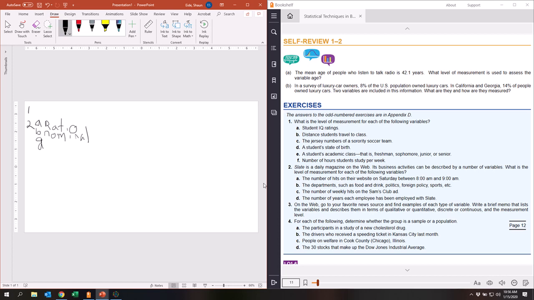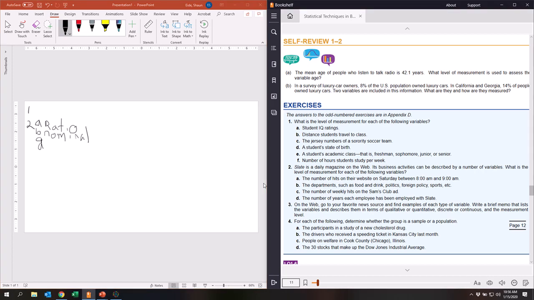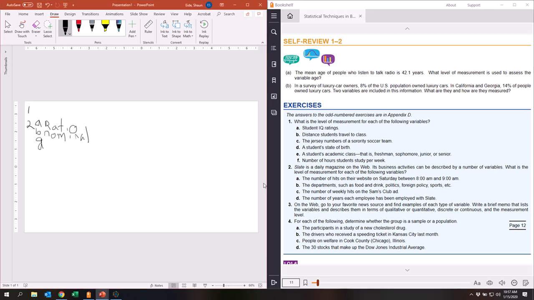And then the number of weekly hits on a Sam's Club ad. Is it any different than the number of hits here? You've got weekly hits compared to within an hour, but that doesn't really matter too much right now. That's not what we really care about. What we care about is, what level of measurement is it? So let's take a look at C. C, it's pretty much the same. So we're just going to go with ratio again.